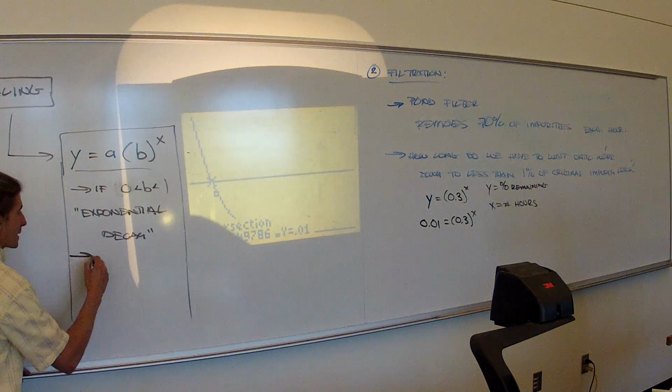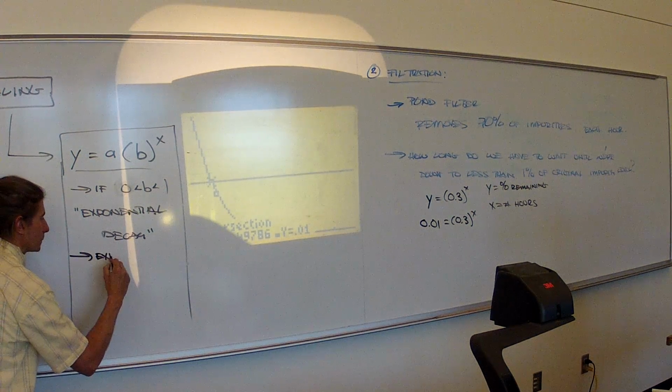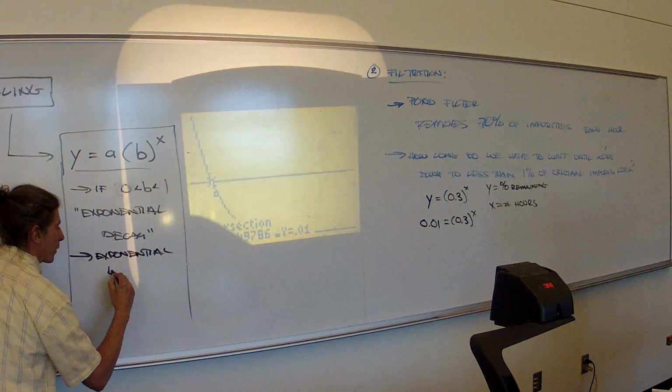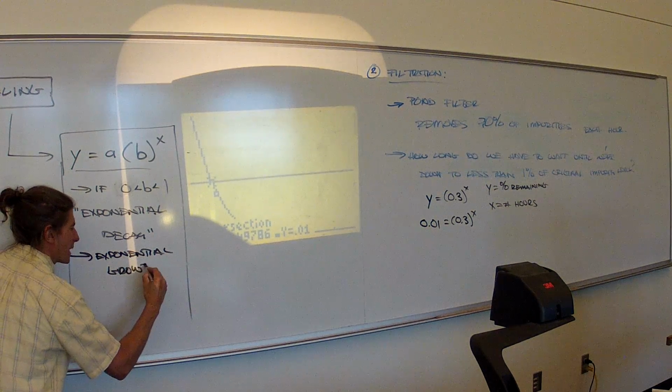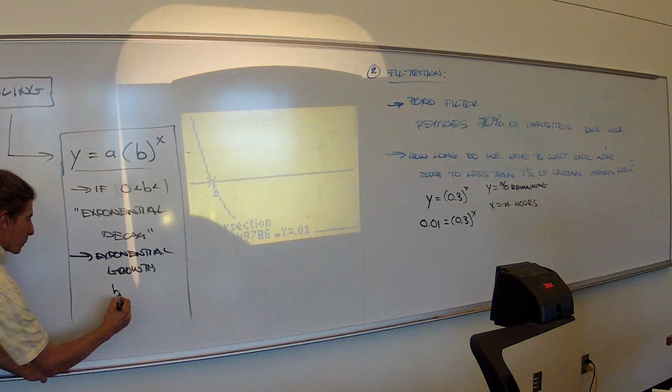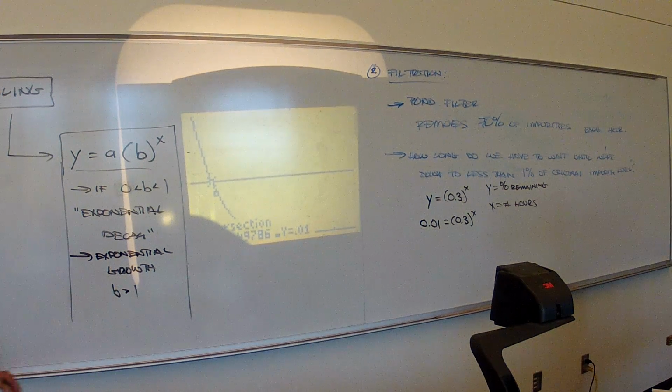So what we'd like to look at is an example of exponential growth. Just one example of this should do the trick pretty nicely. And that's when your b value is bigger than 1. So it's still going to look the same: A times b to the x. But now the b is going to be more than 1.